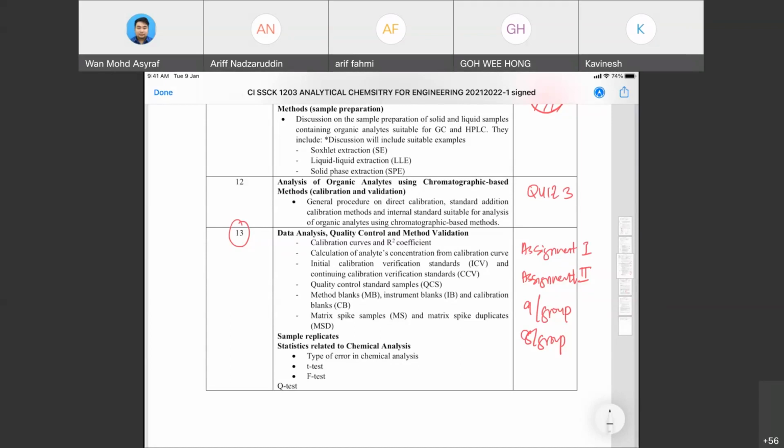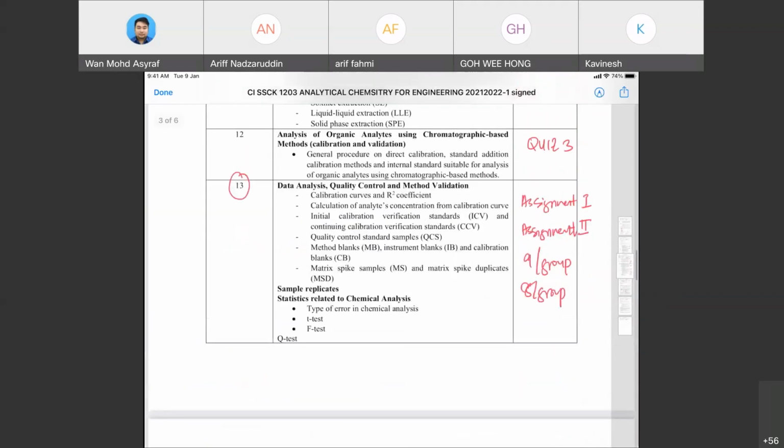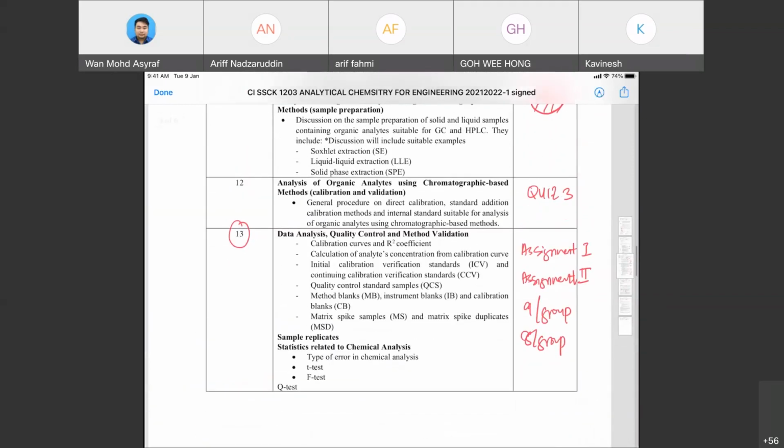Get your group first, and the second thing, come up with a date to submit your assignment 1 and assignment 2. But I would suggest during week 13 or week 14. Not week 15, because in week 15 I won't have time to mark, and then your marks will come out late. If you want to submit earlier, there is no problem.